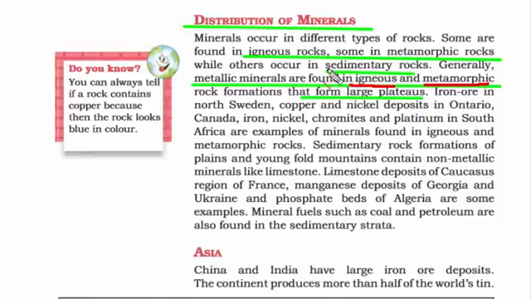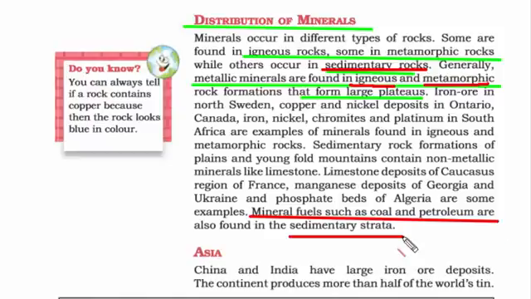Sedimentary rocks are found mostly beneath the seabed. So if you look at a sedimentary rock, you'll see a lot of decayed fossils in between. Fossils are nothing but decayed plants and animals. As a result, mineral fuels like coal and petroleum are found in sedimentary strata. It's very easy to understand that to extract oil and petroleum, we usually go to the seabed. So this was all about the distribution part of the minerals.